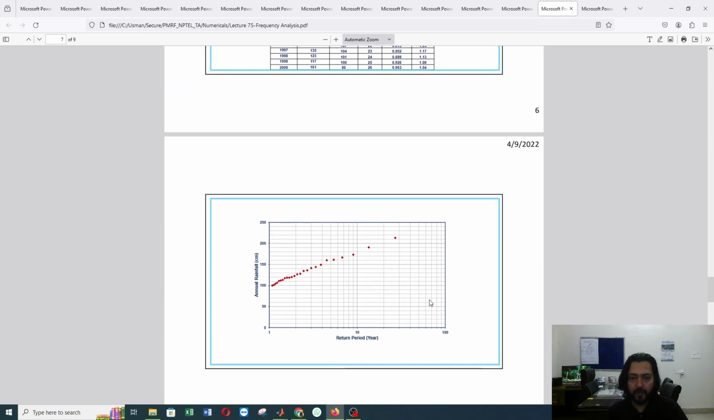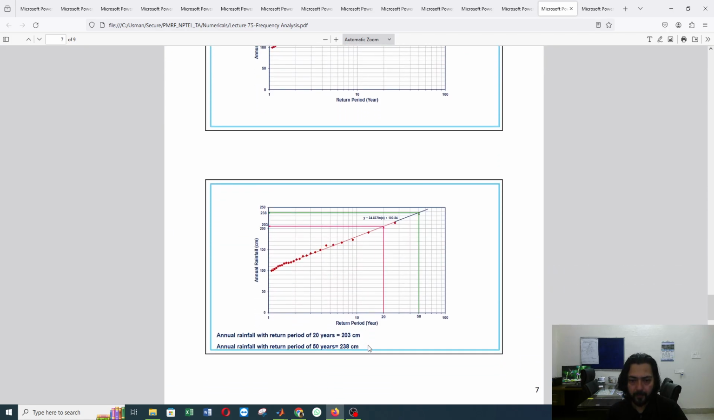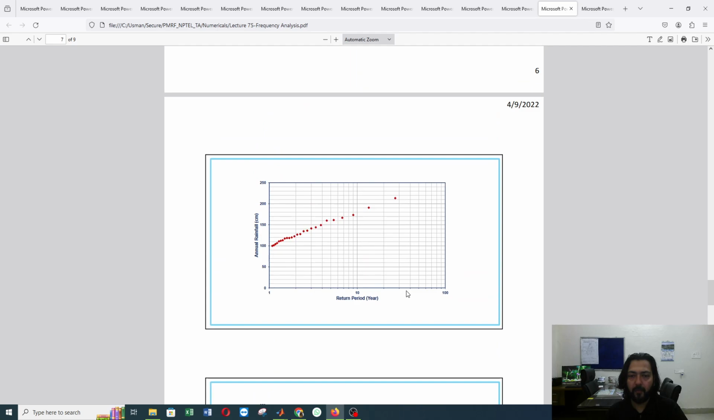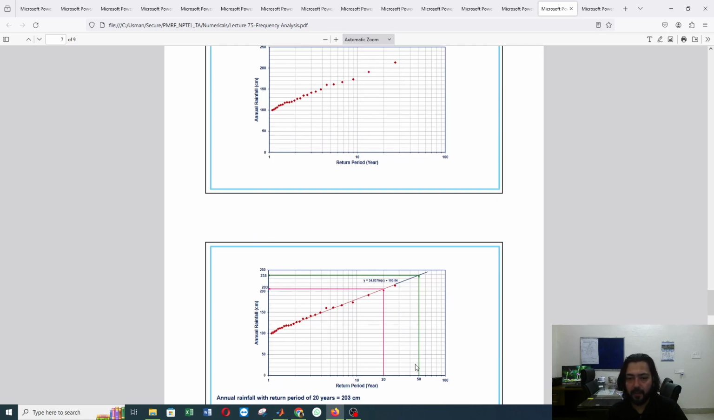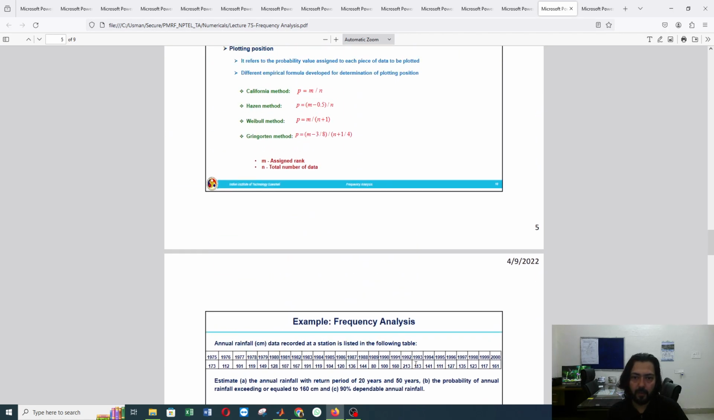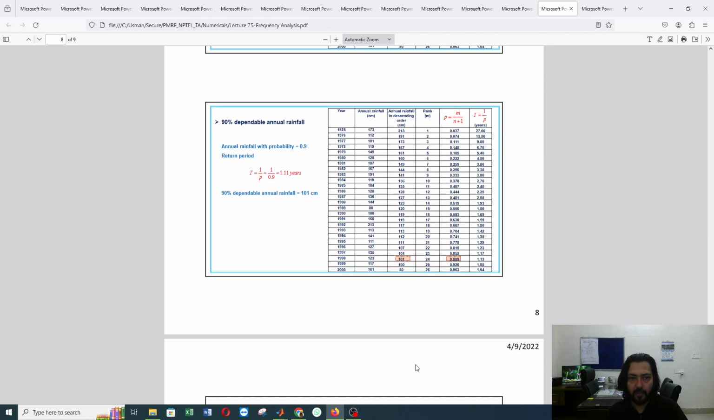Now what we can do is plot the relationship between annual rainfall and return period, and with the help of that we can get the return rainfall value for a particular return period, let us say a return period of 50 or 75. So what is the return annual rainfall value corresponding to a return period of 75? It would be something between 200 to 250. This is the application of frequency analysis.